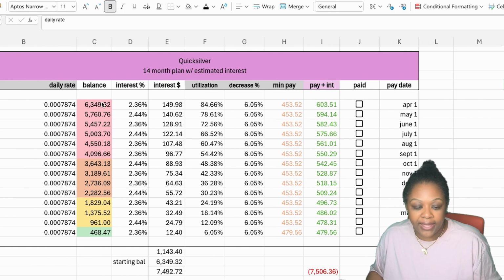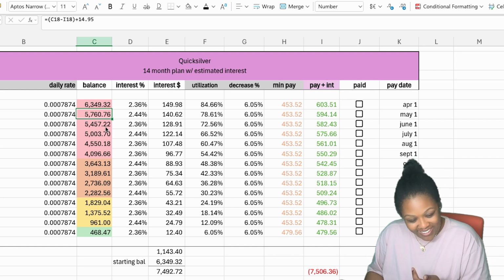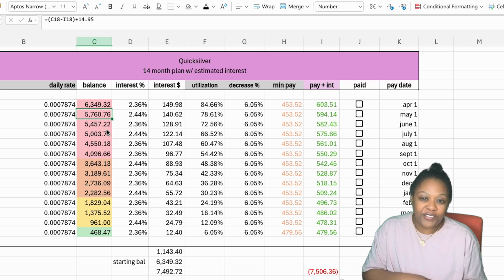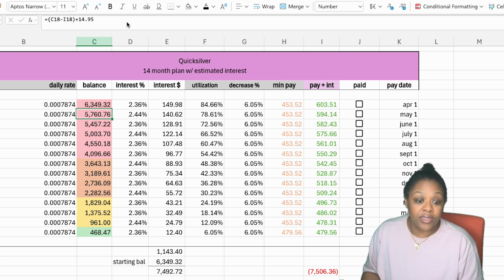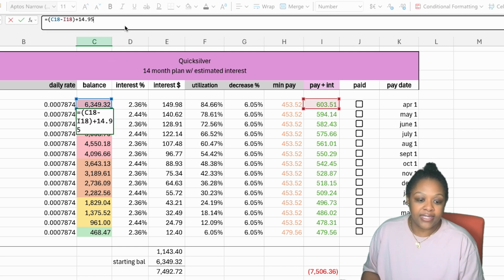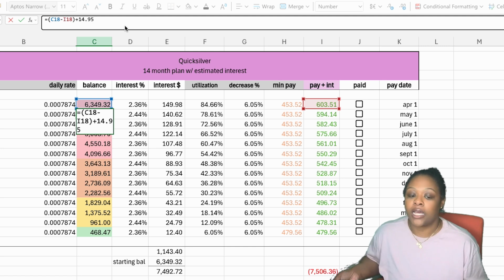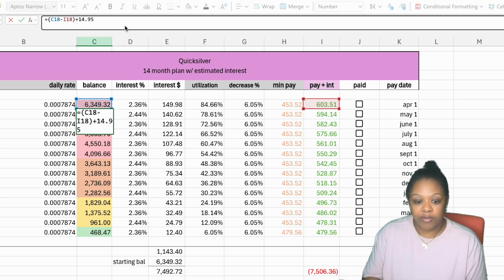So with the balance column, how you would get that is to just do your best at predicting what's going to be on there. Like I said, it's easier if you don't have a lot of activity. The only thing I had to do was take my starting balance minus the payment I'm going to make, and then add on another $14.95 every month to that.